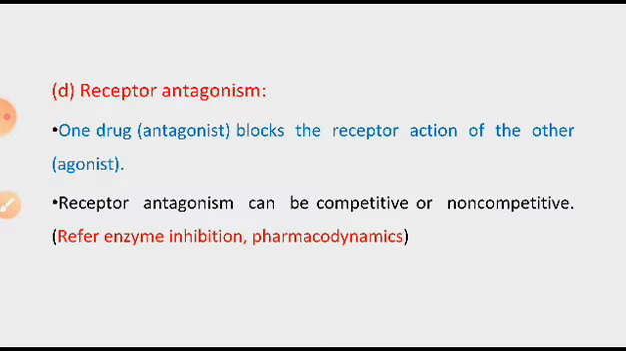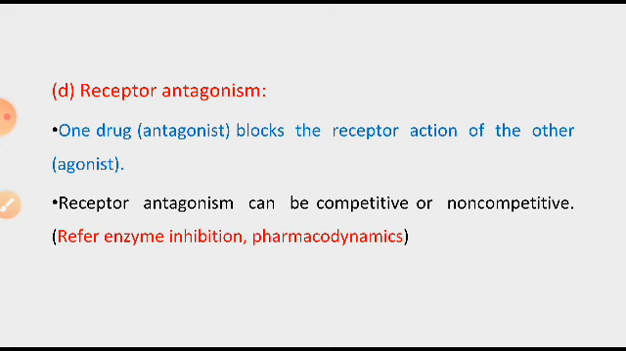Next is receptor antagonism. This part we will take in much more detail after the new presentation. One drug, which we call an antagonist, blocks the receptor action of the other drug, the agonist. Here antagonists play their role through receptors, blocking them and inhibiting the affinity of the agonist for the receptor. That is how they play their role.